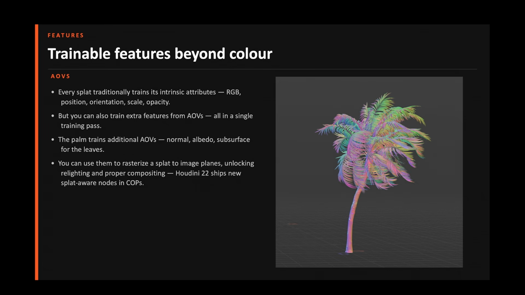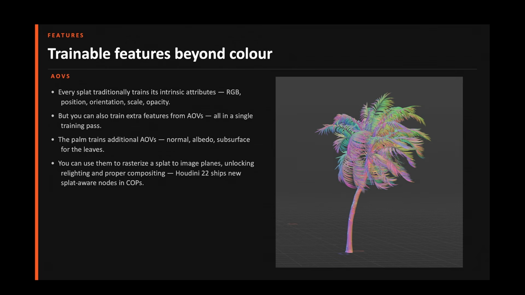And as Jakob was mentioning before, the good news in Houdini 22 is that we don't only train the basic RGB information, how we actually see the G-splat, but we can also train any extra features coming from AOV layers in the OpenEXR. So if you have, for example, normal map or albedo or subsurface for the leaves in the scene, then you can train that as well, and basically you will end up with a G-splat of normal map. So this is an actual G-splat displayed in the Houdini viewport of a normal map of this palm.